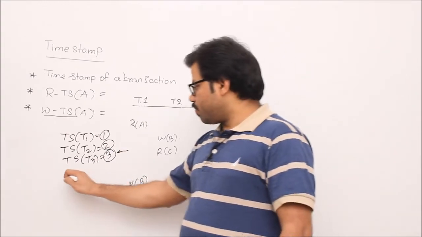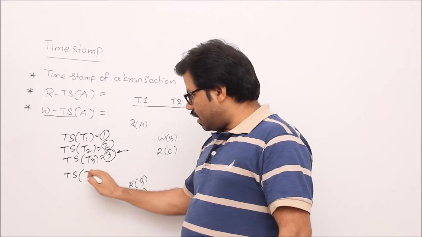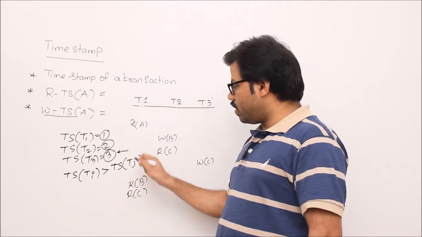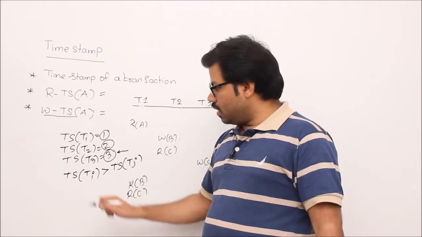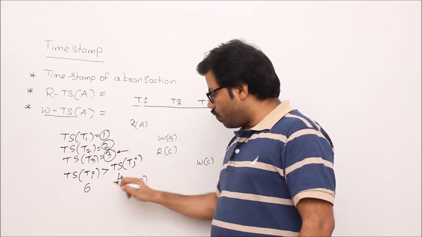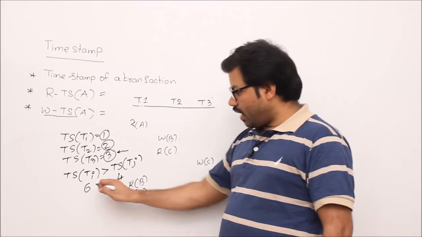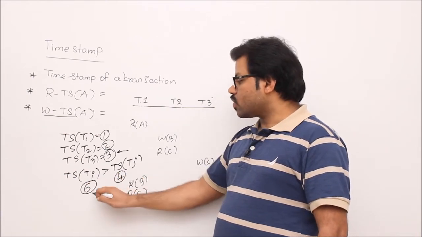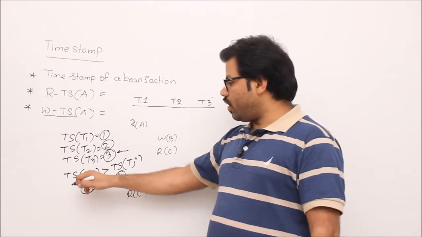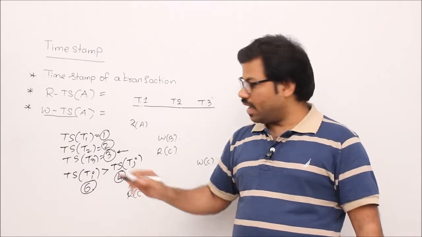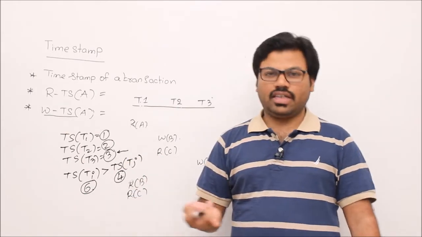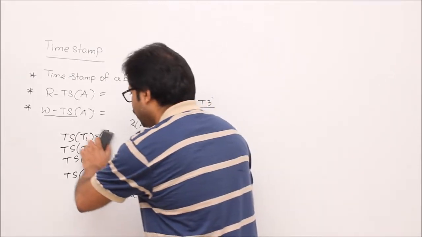Remember it. For example, if the timestamp of some transaction Ti is greater than the timestamp of Tj, let's fix the numbers and imagine: timestamp of Ti is 6, timestamp of Tj is let's say 4. 6 is greater than 4. What does it mean? By seeing the numbers I can easily say 6 means younger, 4 means older. That is the way we are giving the numbers. So definitely Ti is the younger transaction than Tj, or Tj is the older transaction than Ti. In that way we can imagine these timestamps.